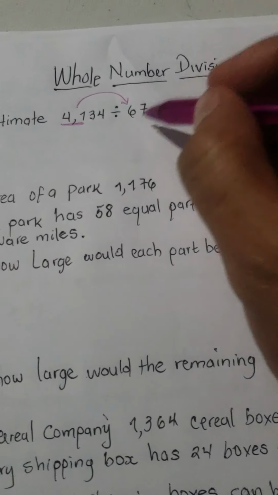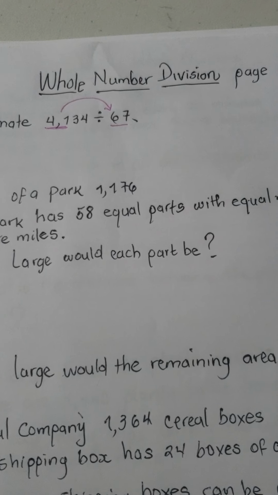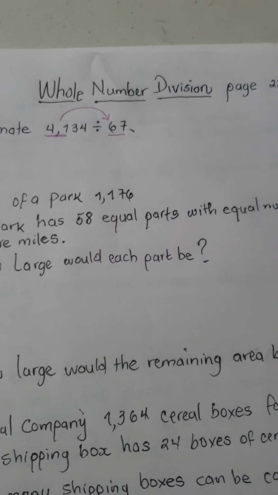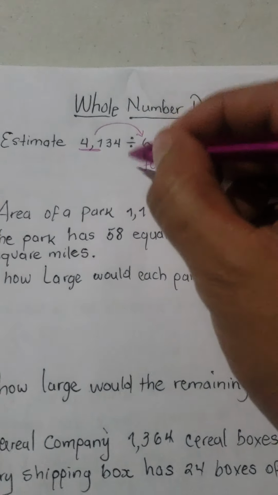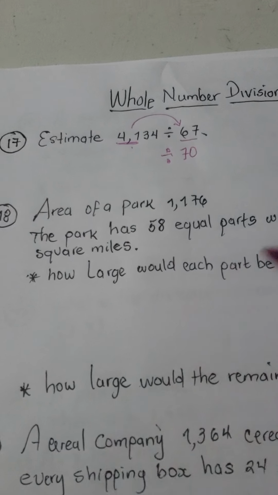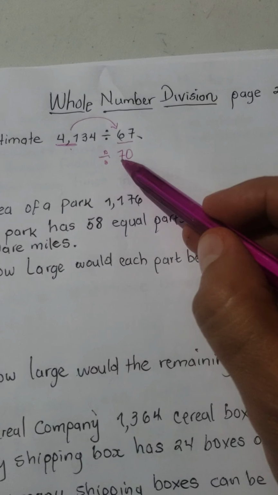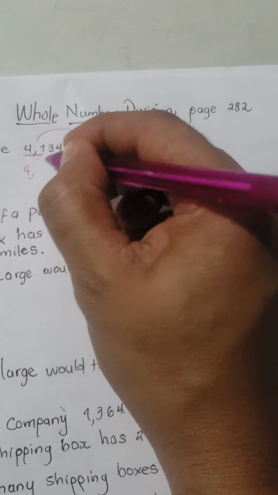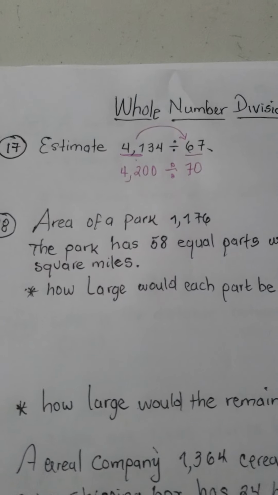And if we want to round 67, the closest number that we can round or estimate 67 is 70. But 41 is not a compatible number in the table of 7. So we're going to make this 41 a 42. So that will be 4,200. And as you can see, this is easier.